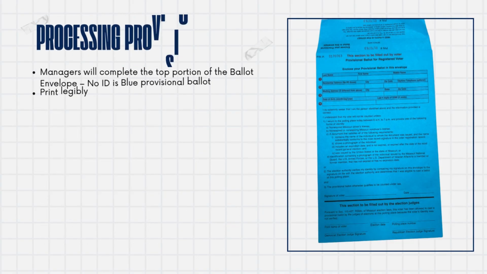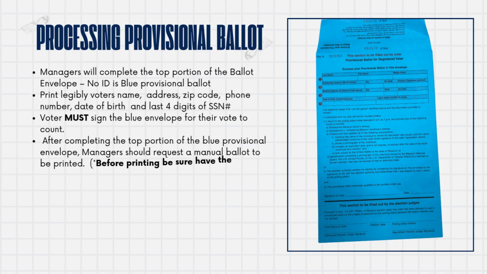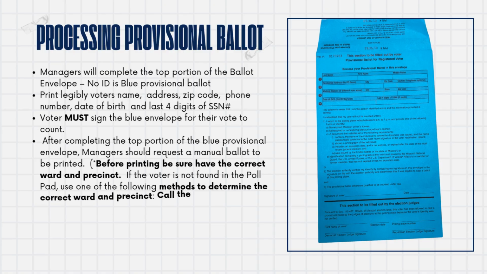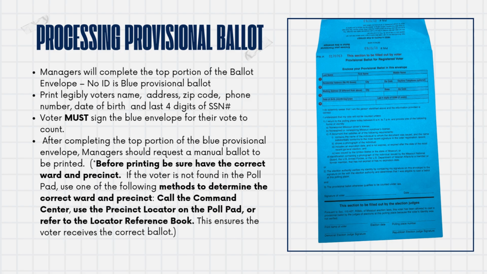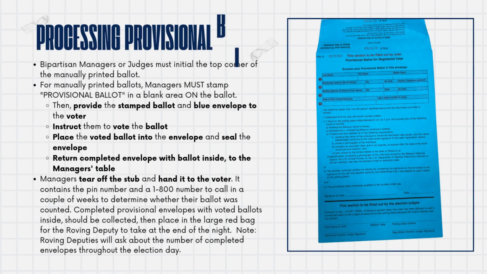Processing a provisional ballot. Managers, use a blue envelope for voters with no ID. Fill out the top section clearly: name, address, zip, phone, date of birth, and last four of their SSN. The voter must sign the envelope, or their vote won't count. Next, request a manual ballot. Before printing, confirm the correct ward and precinct. Use the poll pad, command center, or locator book. Bipartisan managers or judges must initial the top corner of the ballot.